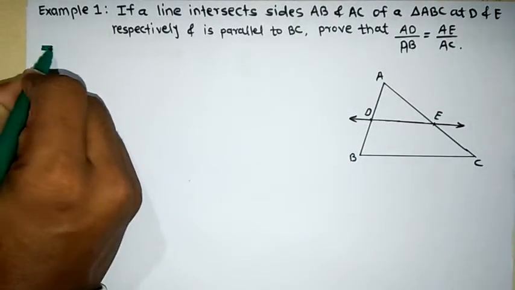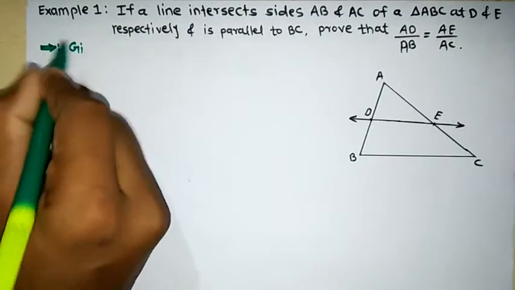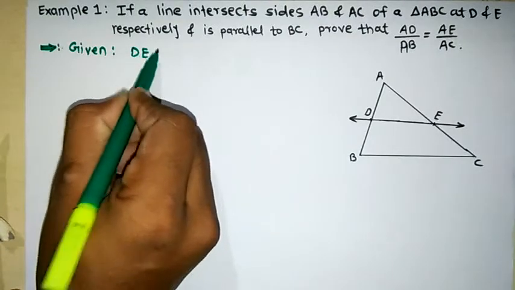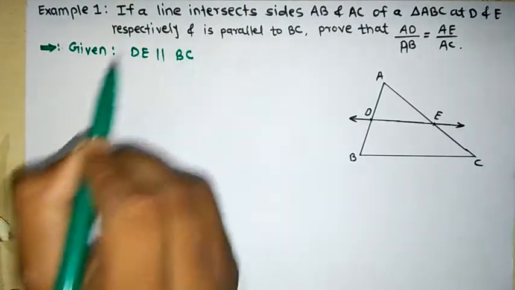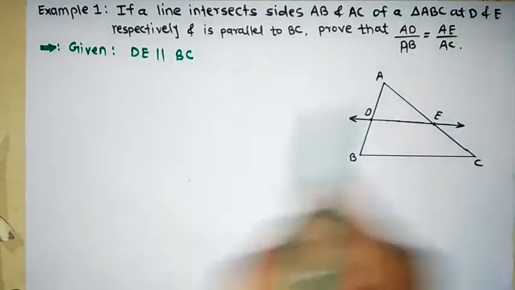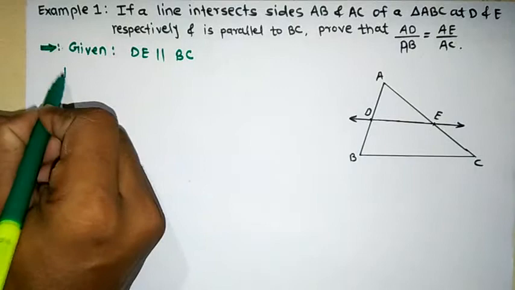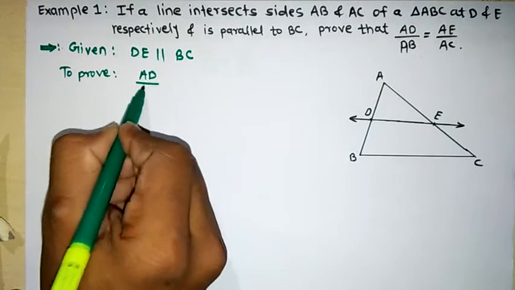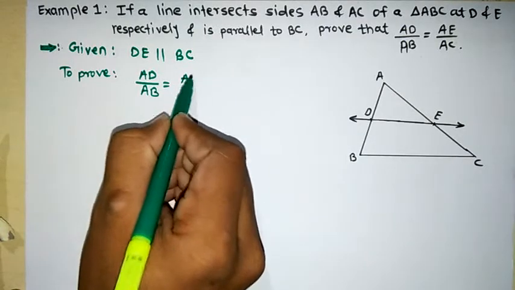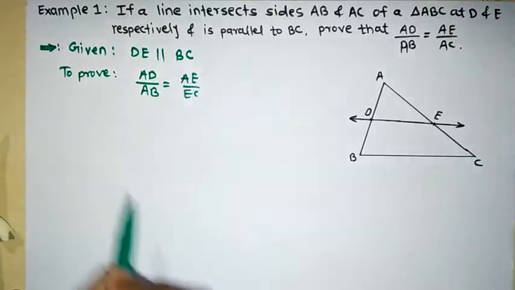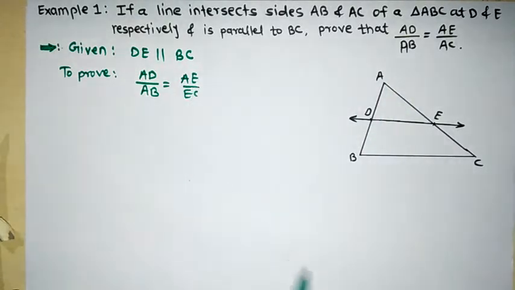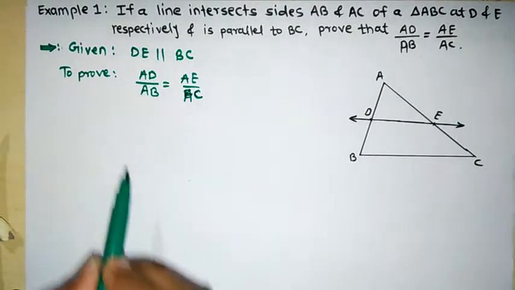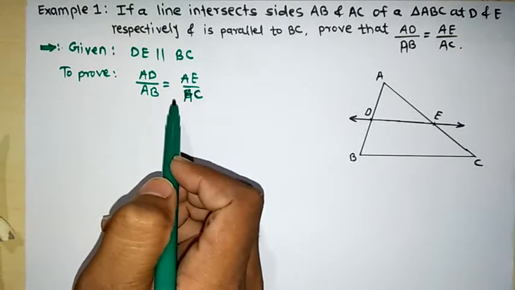See here what is given. First we will write the given data. Given: line DE is parallel to BC. This is the given data. And what we have to prove? To prove: AD by AB is equal to AE by AC. This is what we have to prove here.